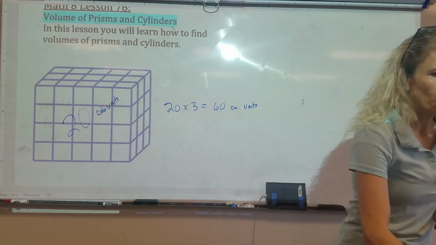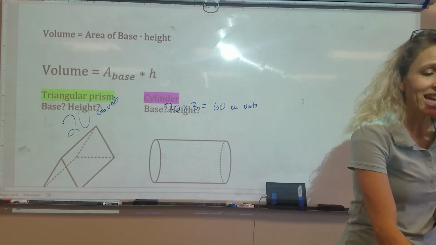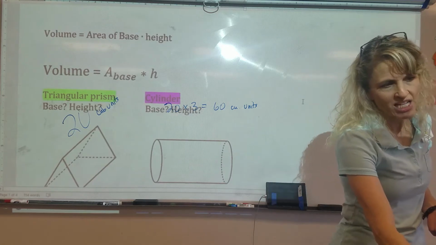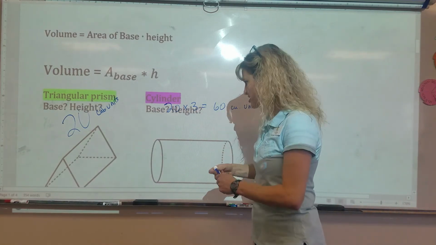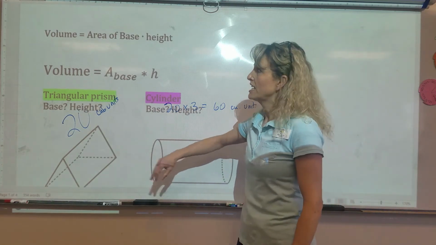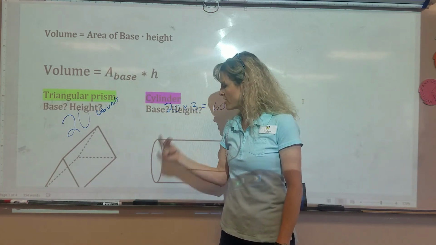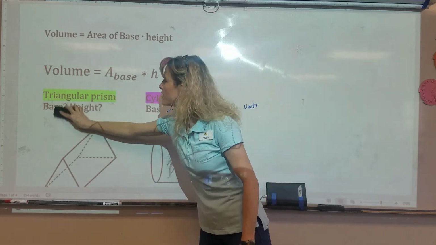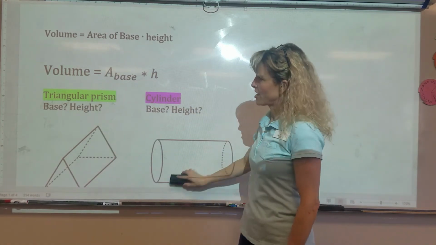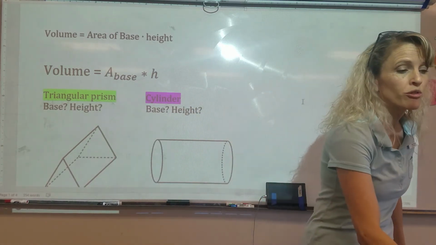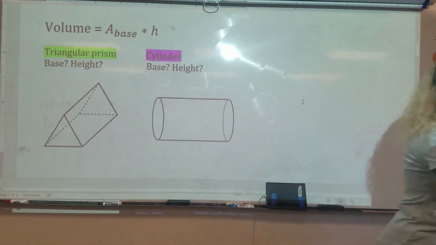That leads us to our formula to find out the volume of any shape. Volume of any right prism and cylinder that we're going to focus on today is the area of the base times height. What's the volume equal to? Get ready? Area of the base times height. So let's double check and make sure we remember what is the base and height of some of these shapes.